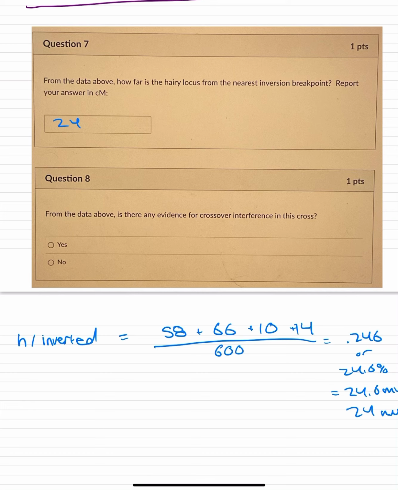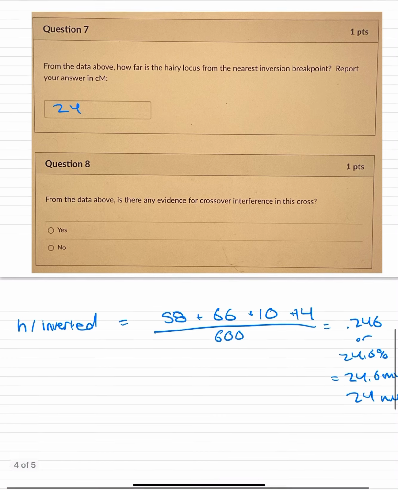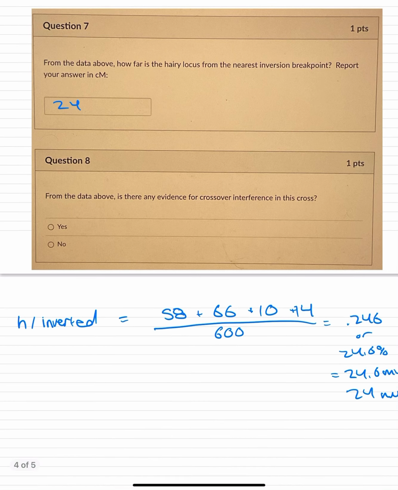From the data table above, is there any evidence for crossover interference in this cross? All right, remember, interference means the percentage or the probability of crossovers that won't occur due to another crossover. So double crossovers are less likely to occur because of one crossover occurring. Because when one crossover occurs, the chromosomes become all tangled up, and it makes it more difficult for another crossover to occur. So it essentially means the percent of double crossovers that will not occur.